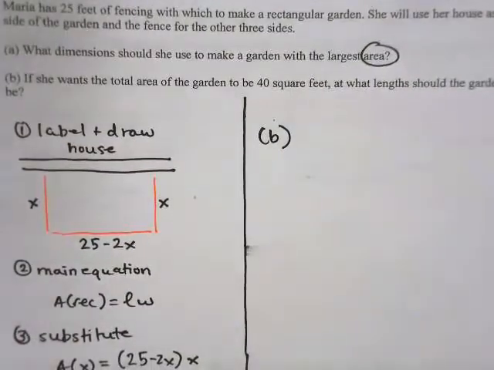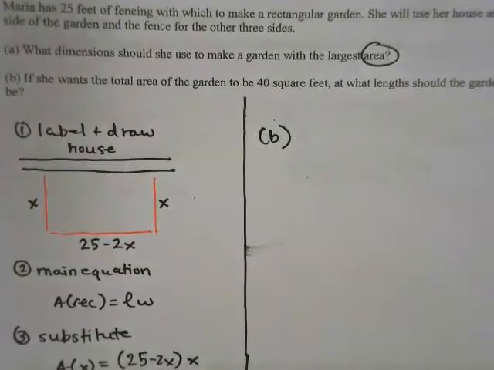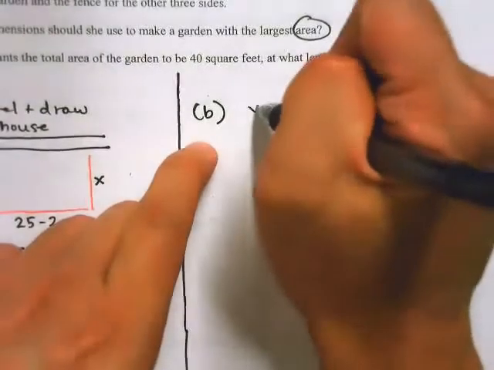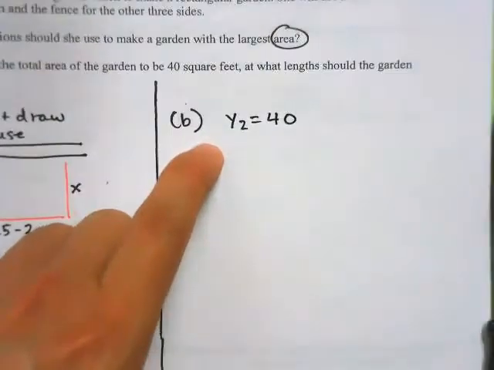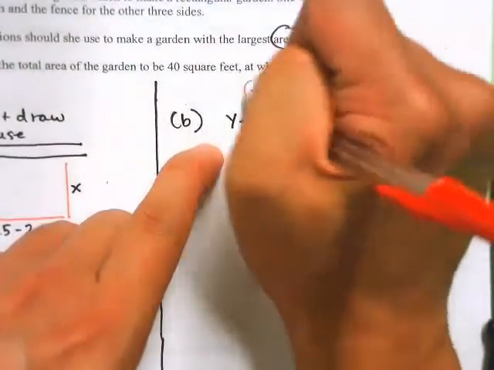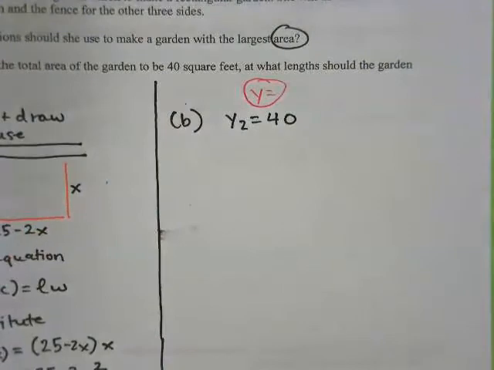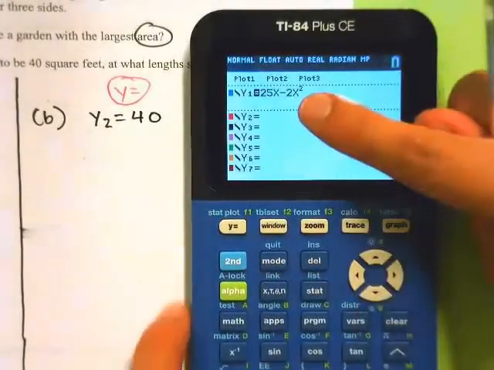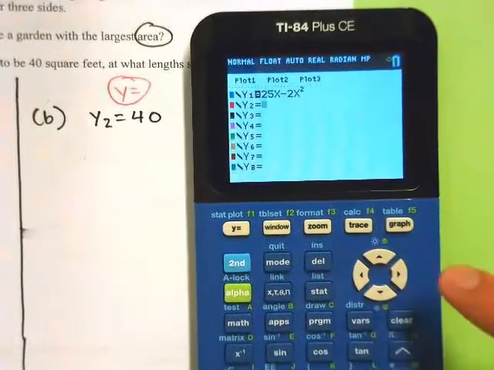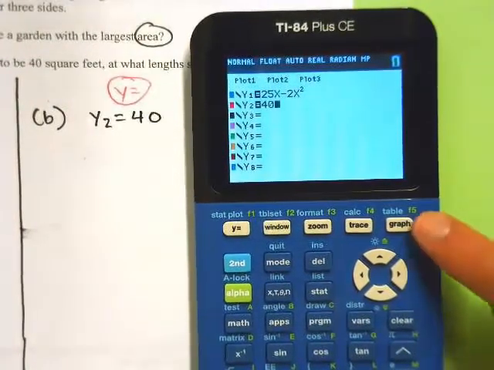If she wants the total area of the garden to be 40 square feet, at what lengths should the garden be? So what's going to happen is we're going to plug in y2 is equal to 40 in the y equals function. So let's go ahead and do that. Let's leave this on the y1. On the y2, let's hit 40, and then now let's hit graph.